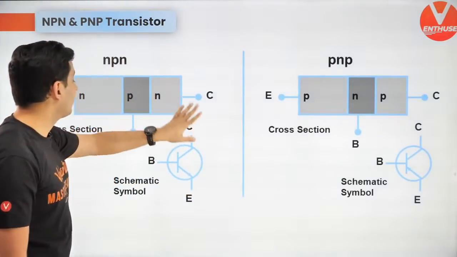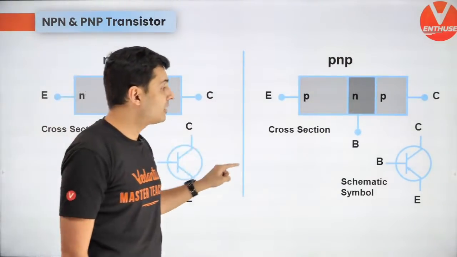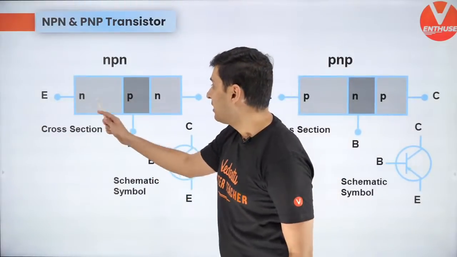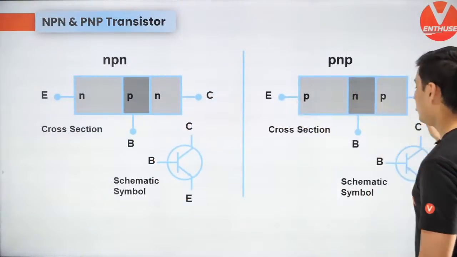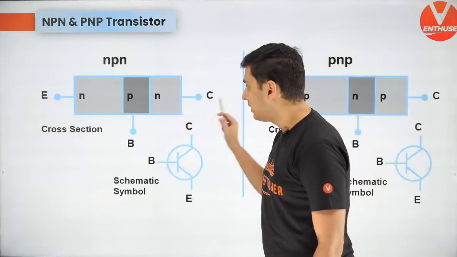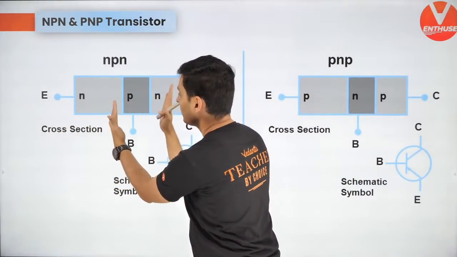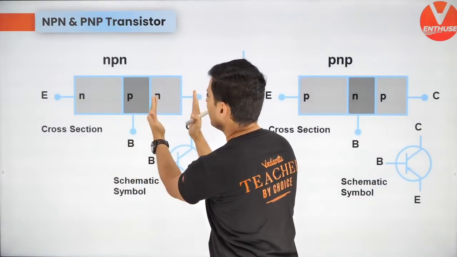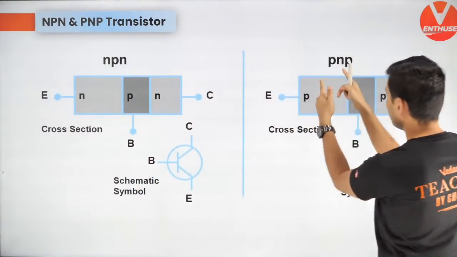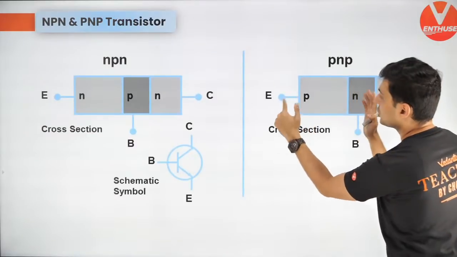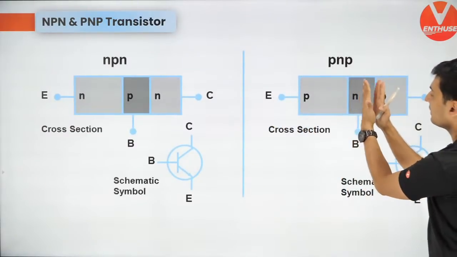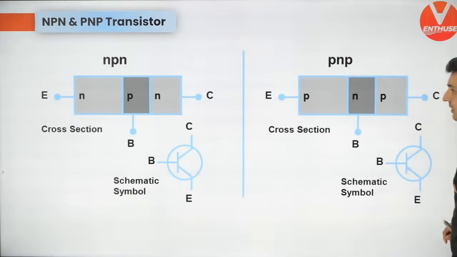Next, the terminals and the symbols of a transistor. NPN, PNP. The emitter is always shown bigger. The base is always shown smaller. The collector is mid-sized. Same thing for PNP: the emitter is always shown bigger, the base is the thinnest, and the collector is decent.